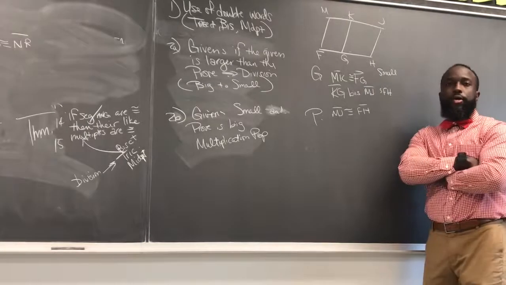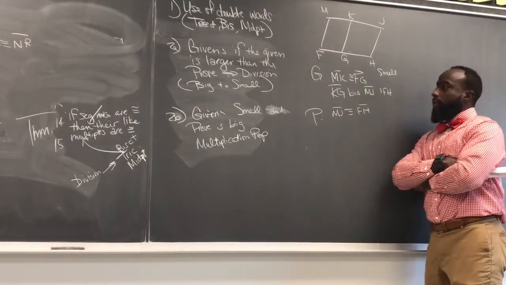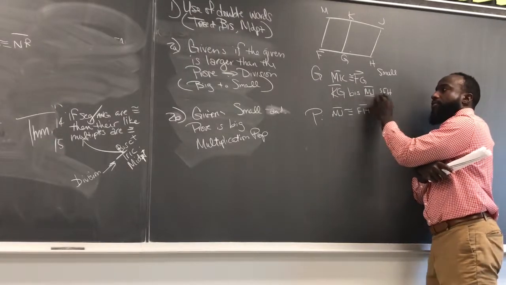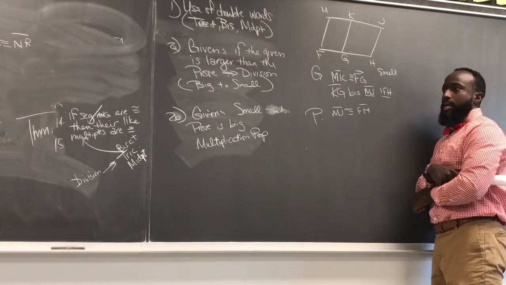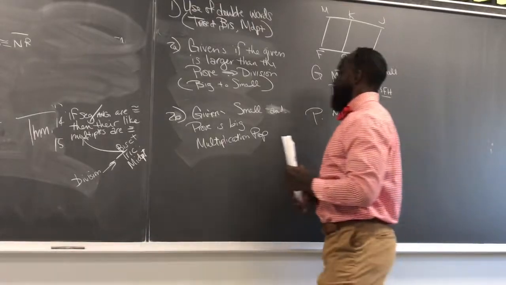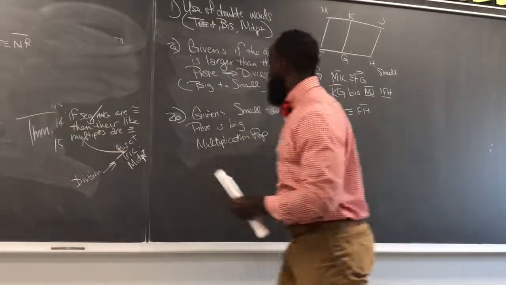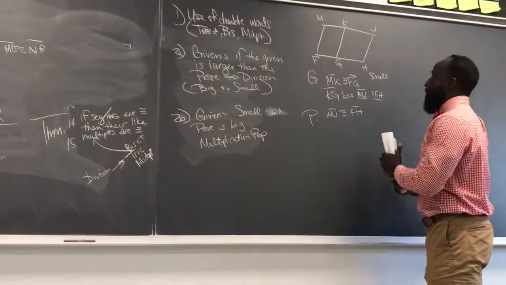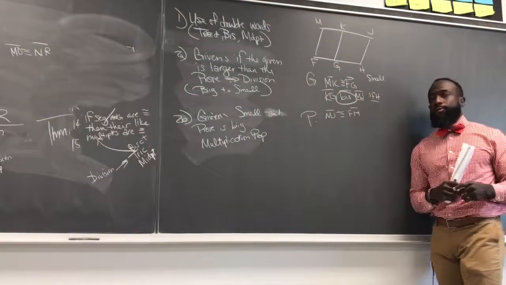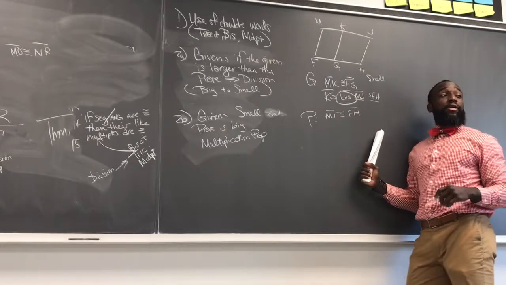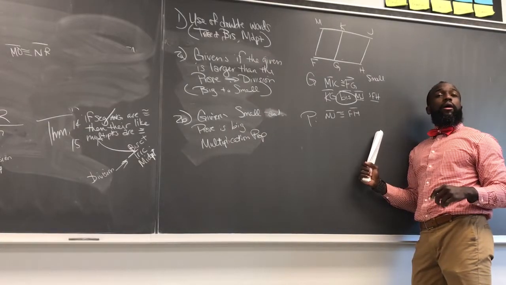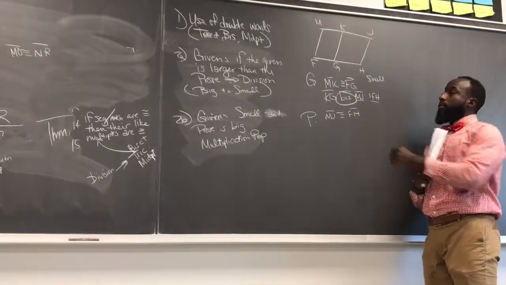What's your double use of words? It's going to be bisect, because it's referencing two segments, right? That's our key term. Now, MJ and FH, is that big or small? Big. It's big, right?